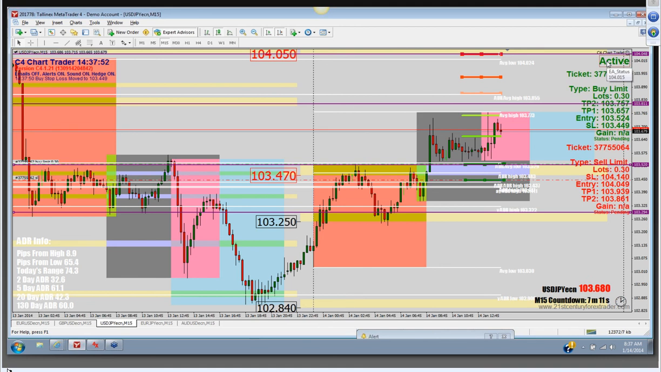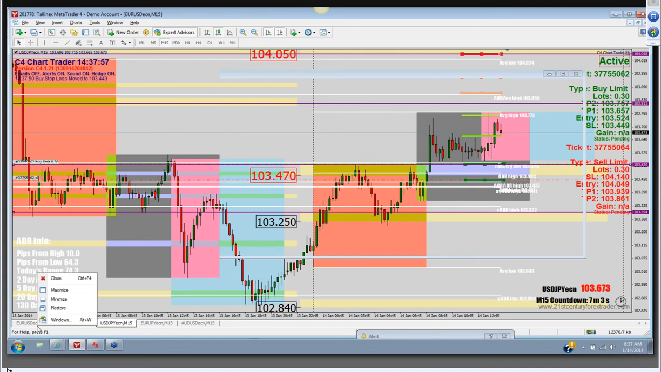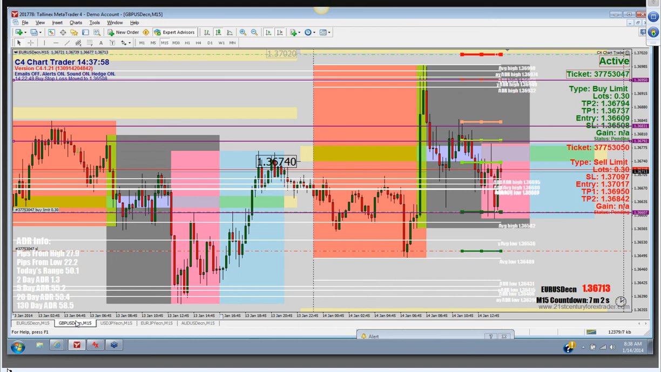So now these trades are set. We've set bracket orders on the Euro USD, the Pound USD, and on the US Yen. So we got those set.